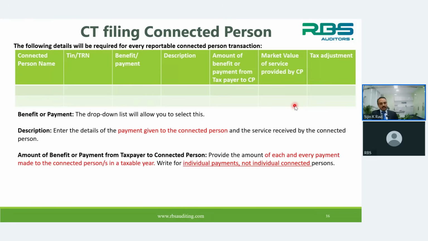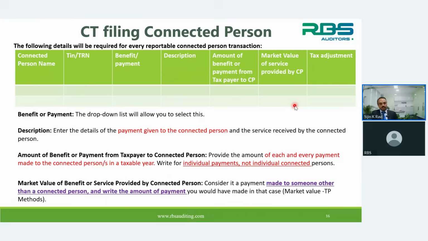The third one relates to the amount of benefit or payment from the taxpayer to the connected person. Each individual payment you have to show. So you have to give a detailed breakup: these are the payments made to the connected person. Whatever information they are asking for is detailed. It's not a summary of the information.